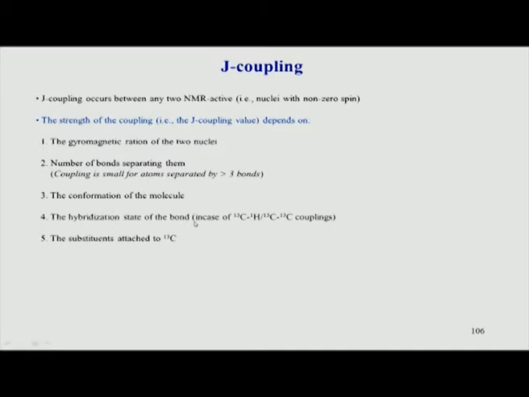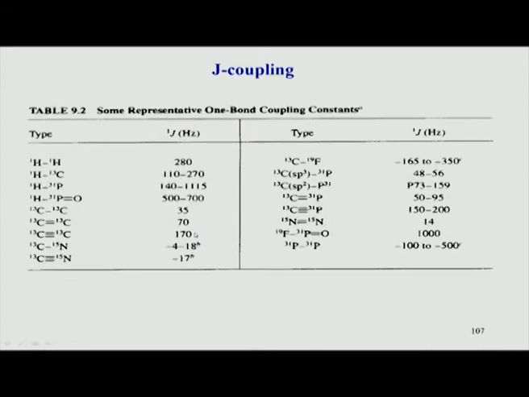It depends on the hybridization state: sp2, sp, sp3. This is in terms of carbon. When we look at carbon-proton coupling, it will matter, depending on the hybridization state of the carbon. Similarly, it also depends on the substituents attached to carbon. So, these are some of the few basic points. As we go further into heteronuclear NMR, we will encounter this more. Right now, we are focusing only on proton-proton coupling.